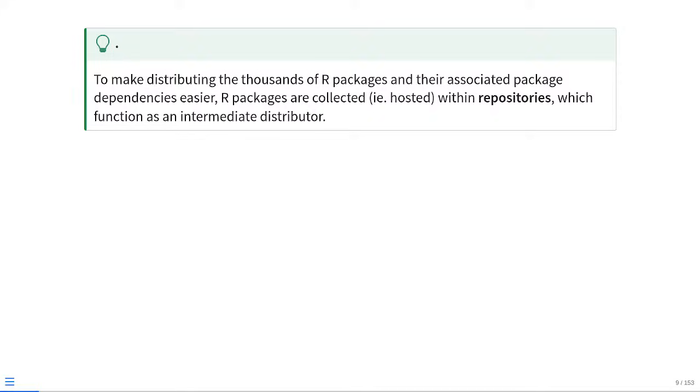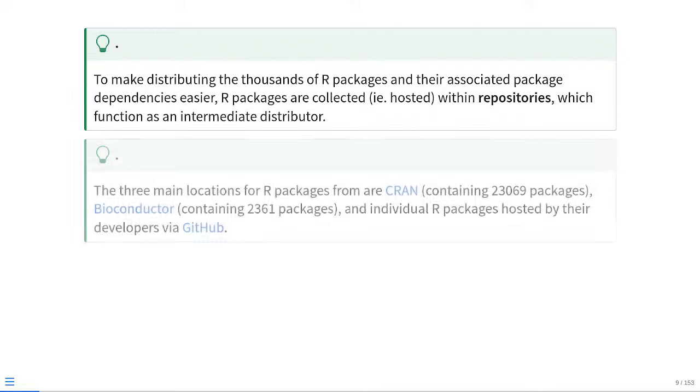Now, there are over 23,000 R packages spread out all around the internet. So trying to track down where on the internet each of these individually is would be too much of a pain to deal with. So R packages are collected together in what are known as repositories. And these repositories serve as the intermediate distributor. So you don't have to reach out to the individual developer's place they've stored it on the web. Your computer will reach out to, let's say, the main repository, CRAN, and say, I'm looking for this package. CRAN will then check to see if it has the package. If it does, it will return it to your computer, and then the installation process can proceed.